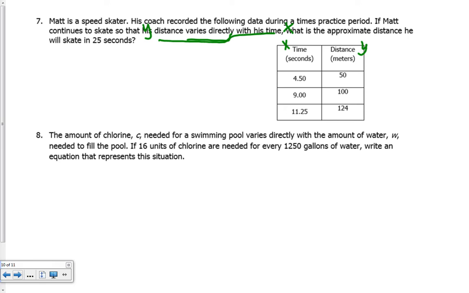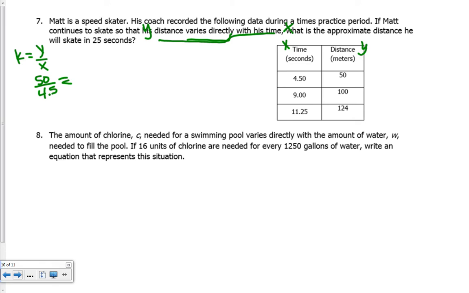So when it says what is the approximate distance he will skate in 25 seconds, we need to go through those three steps. So let's first find k. Let's find k. So I put the y on top, 50 over 4.5, okay? I work that out, and I get a constant of variation of something weird.